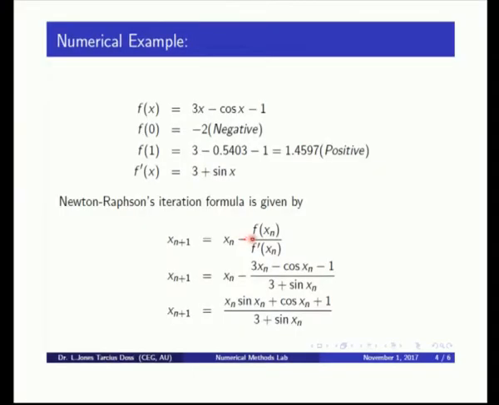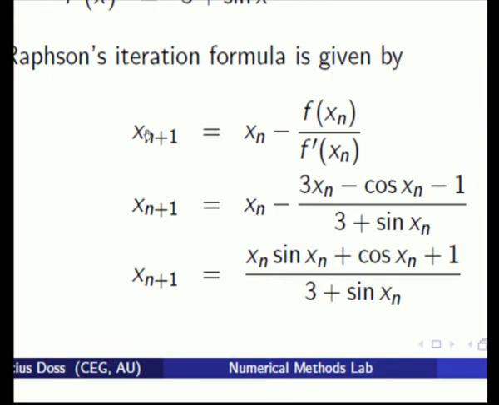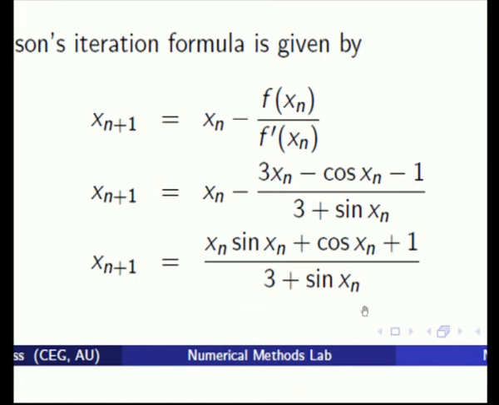So, using the iteration formula, and of course we need the derivative of f. The derivative is calculated and we substitute in the formula. This is the iterative procedure: x n plus 1 is equal to x n minus f of x n divided by f prime of x n. I substitute f and f prime here, and I get this substitution. This is the iterative procedure which we are going to use for our numerical purpose.